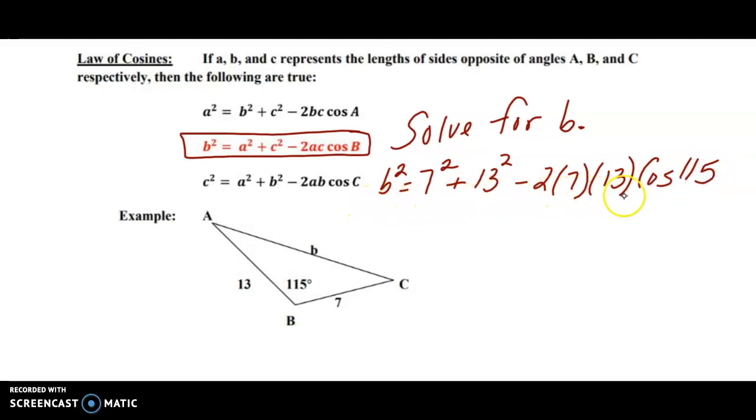And then if you just punch this all in your calculator, exactly the way it looks, and then you take the square root of that number, your answers are always going to be positive. We're not going to worry about our plus or minus because we're talking about triangles here. The side lengths are always positive. Punch this in your calculator, take the square root of it, and that's your answer.